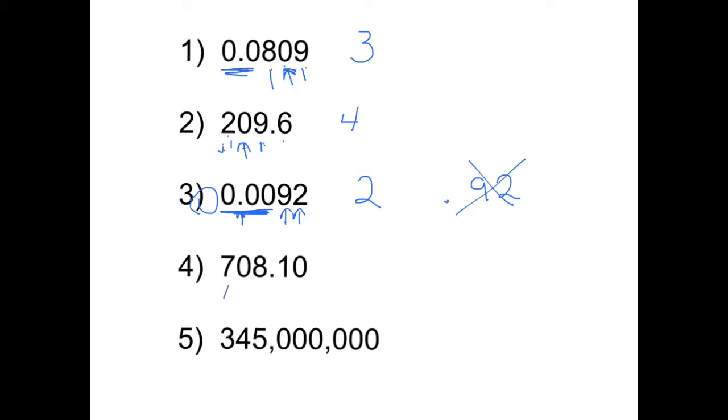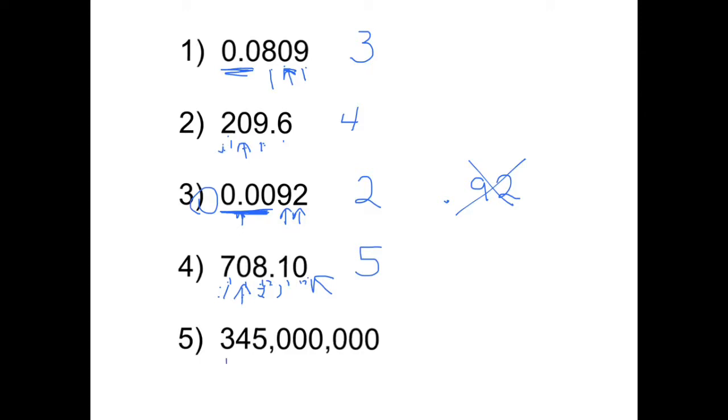Number 4, we have 3 non-zero digits. We have 1 zero that comes between non-zero digits, so it is significant. And then we have a trailing zero, or a terminal zero. The terminal zero comes after a decimal place. There is a decimal in the number. So this 0 is significant. So in number 4, we have 1, 2, 3, 4, 5 significant digits.